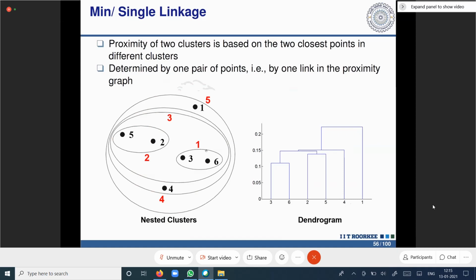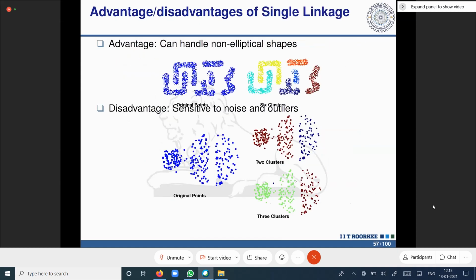So for example, in minimum or single linkage, the proximity of two clusters is based on the two closest points in different clusters, right? So for example, here points 3 and 6 are closest, so you generate the first cluster. Then 5 and 2 are closest, so you generate cluster 2. Now these two points have the minimum linkage distance, right? So they are merged together to form cluster 3. And this generates this dendrogram.